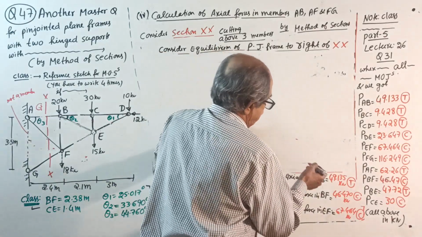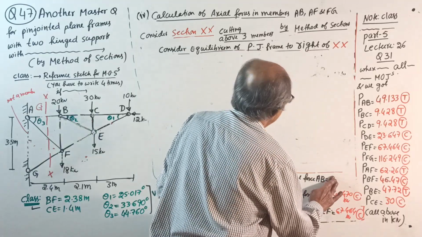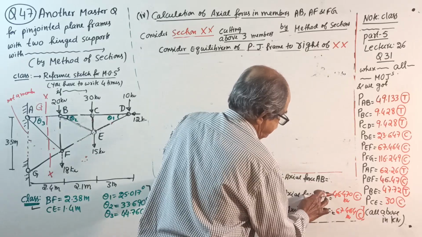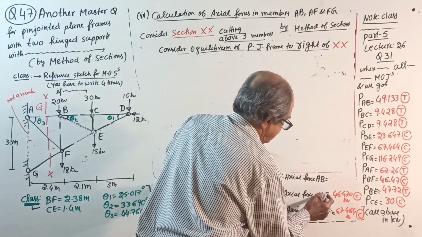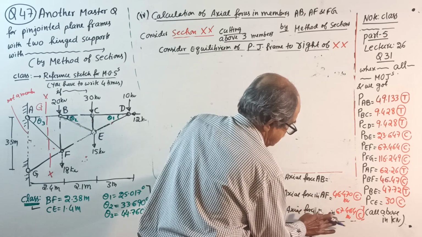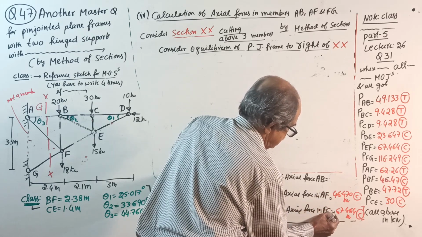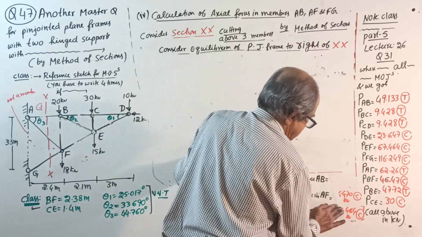Force in which one? AB. Oh, AB is intact. Okay. AB, then AF. Last answer you require: in AF and FG. FG. Okay, the answer we'll see later. Hope it will tally.